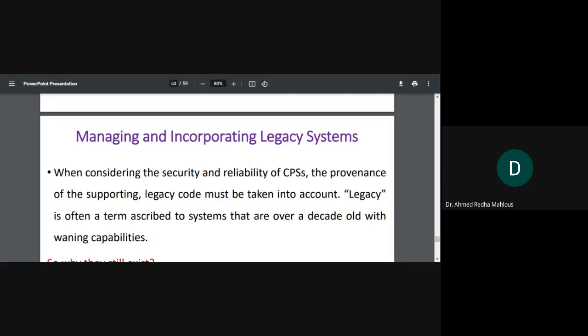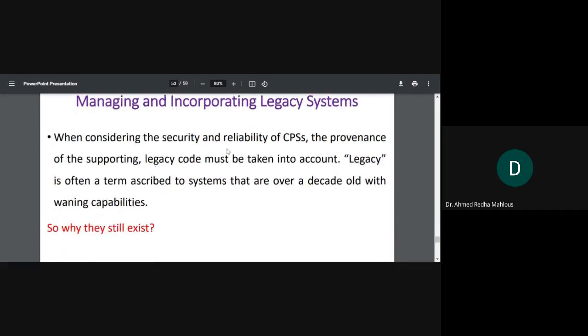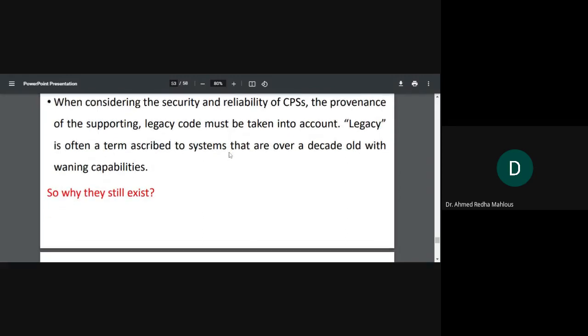Another challenge is related to legacy systems. When we talk about legacy systems, we are talking about old systems that have been built and are still being used by many companies, many manufacturers. We call them legacy systems because they were built a decade ago. Now the question is, why are those companies still using those old machines?